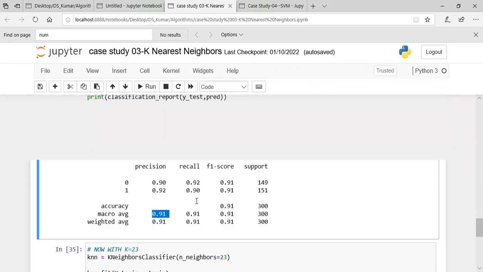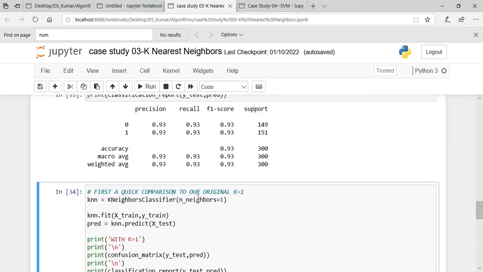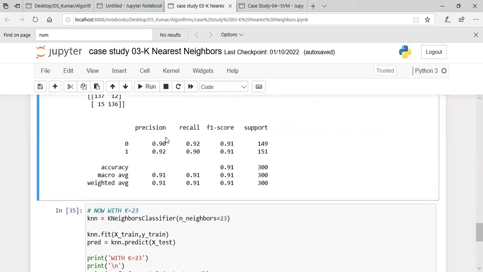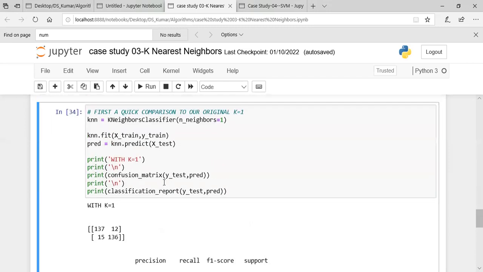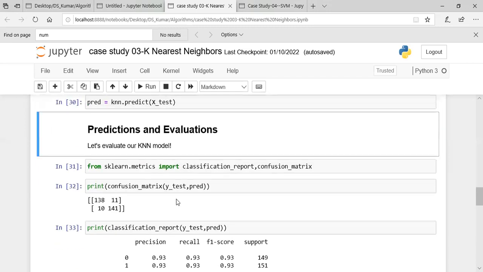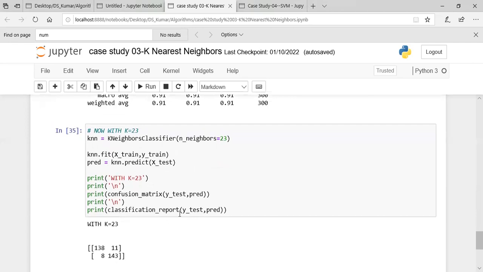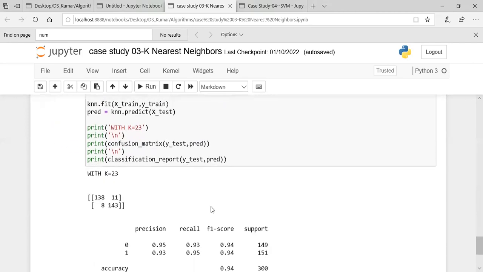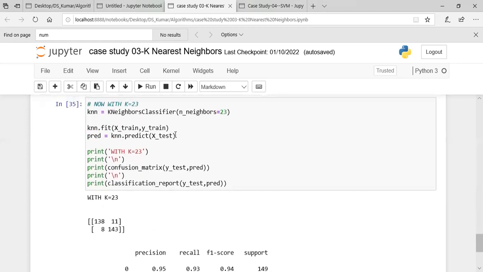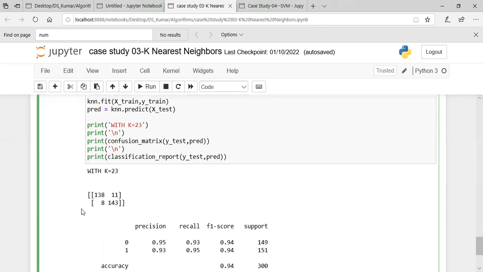90 as well as 91, which is less than k equal to 5. So obviously my precision value and accuracy are not competing with my k equal to 5 value. In the other way, I can even try more values. This time I am putting the k value as 23. Remaining all same, friends: fitting the model, predicting, confusion matrix, classification report.